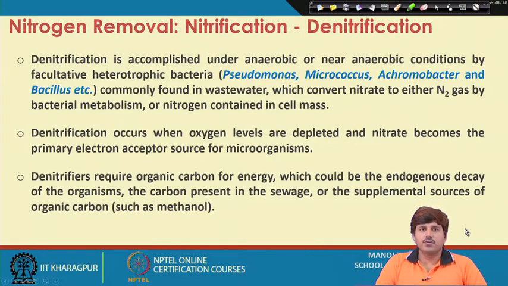Now, once nitrification is done, the denitrification is accomplished under anaerobic or near anaerobic conditions, by facultative heterotrophic bacteria like Pseudomonas, Micrococcus or Achromobacter. These species are typically present in the wastewater. They convert nitrate to nitrogen gas by bacterial metabolism or assimilate nitrogen into their cell mass. That is how the dissolved nitrate is removed from the system.